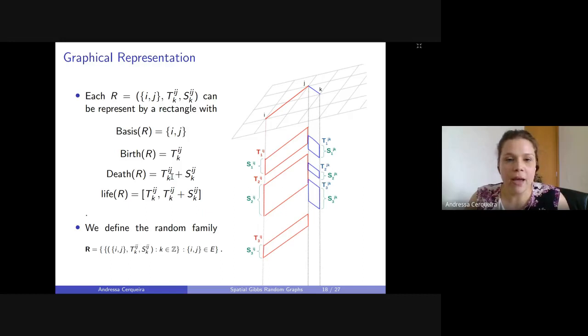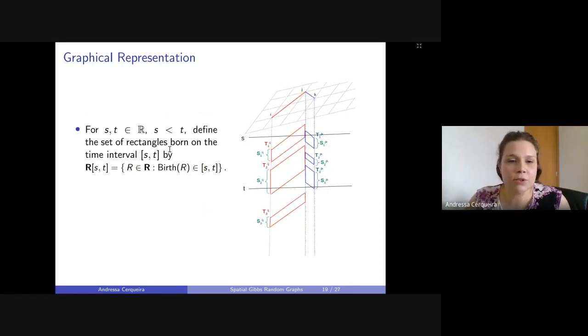And so it will be the death time, and the lifetime will be just the interval here, right? That this edge will be alive. So using this definition, we can define a random family, that's a family of rectangles, given by this construction where I have the basis, the time that it tried to be born, and how long it survives. This is the family that we are going to look at. So if we fix a time interval s, t, this R s,t will be the set of all rectangles that were born in this time interval.